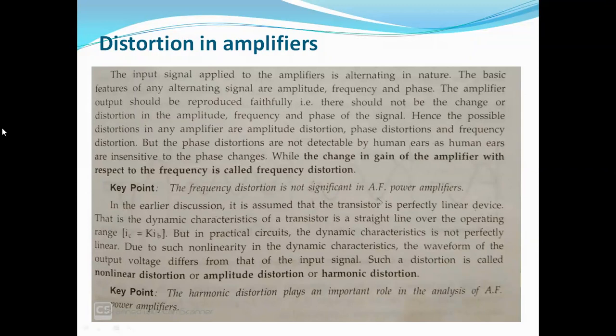Such type of distortion is called nonlinear distortion or amplitude distortion, or we can also call it harmonic distortion. So harmonic distortion plays an important role in the power amplifier. Because of this distortion, there is a chance of getting lower efficiency. That's why we are calculating harmonic distortion, or focusing on harmonic distortion, which we can also call amplitude distortion.